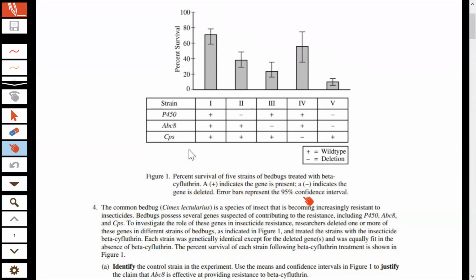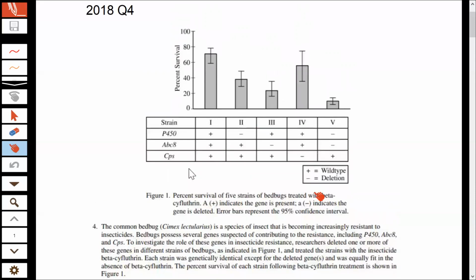Error bars represent the 95% confidence interval, right? And so the error bars are really important, and there will be a lot of questions in here that have the error bars. If the error bars are not overlapping, you can know that there's a significant statistical difference between the data collected, right?